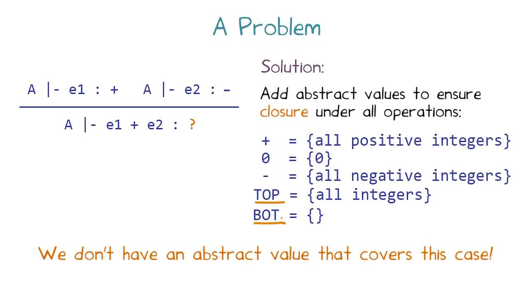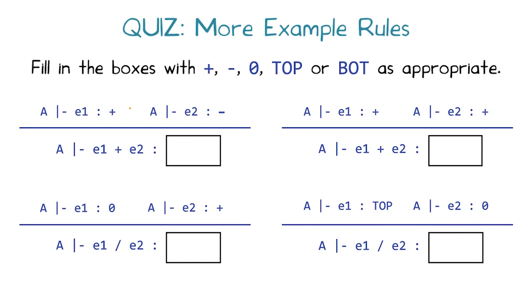Notice that the abstract values no longer represent disjoint sets of concrete values. This is okay. This happens quite regularly in real-world programming. A subclass in an object-oriented language is an abstract value that represents a subset of concrete values represented by its superclass. Similarly, all of the abstract values in this example represent subsets of the abstract value top and supersets of the abstract value bottom. For this quiz, let's try to determine the appropriate abstract value for the conclusion in each of the following inference rules.